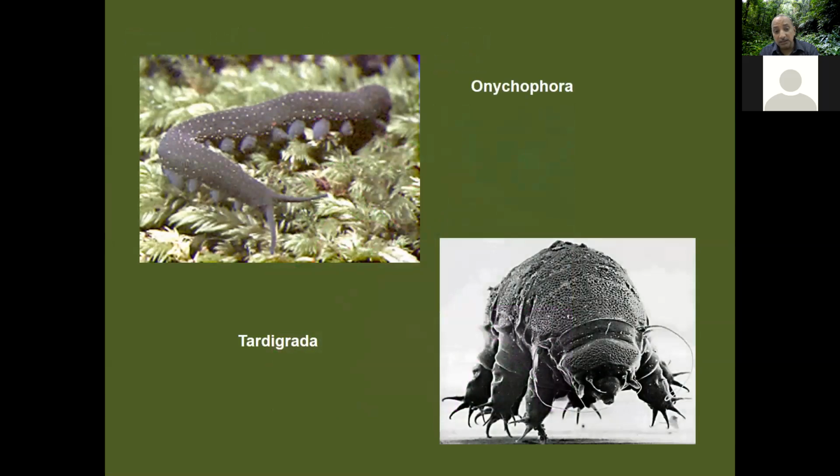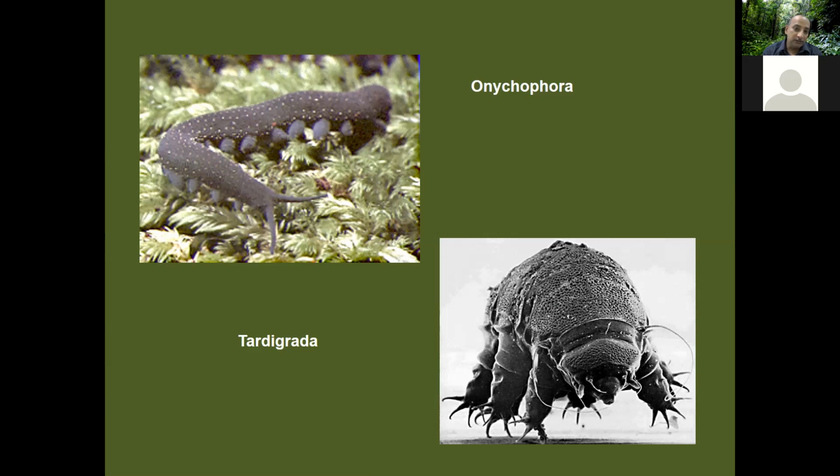So there are other groups related to insects. Insects come under a large group called arthropods. The other related phyla to arthropods are Onychophora, the velvet worms, and Tardigrada, the water bear animal groups. So these are two groups of organisms that are very closely related to arthropods.